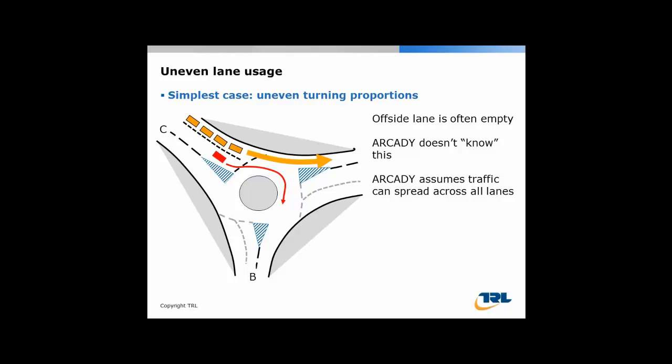What happens is that ARCADY assumes traffic can use both lanes, spread across the whole arm. So the red and orange vehicles are just evenly split between the 2 lanes. ARCADY thinks the whole entry width, which could be 7 meters here, is available for all the traffic, and doesn't really discern between the left and right turners.